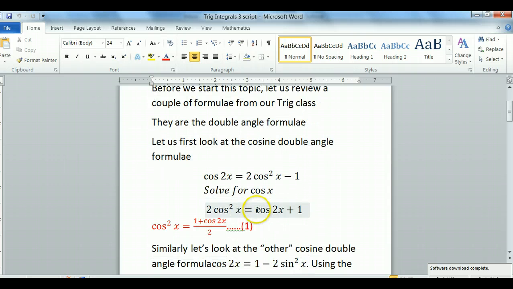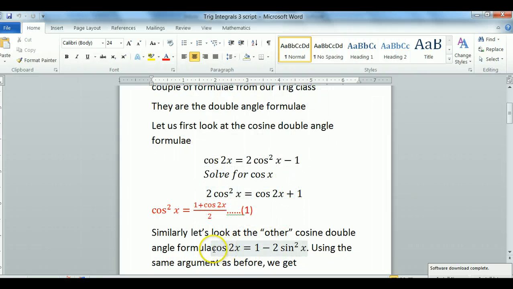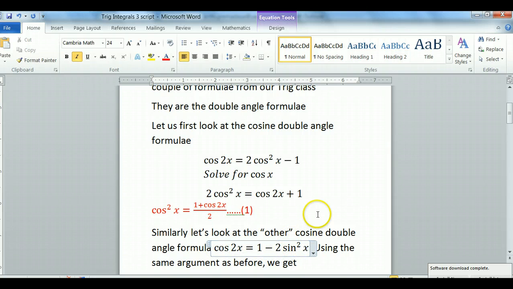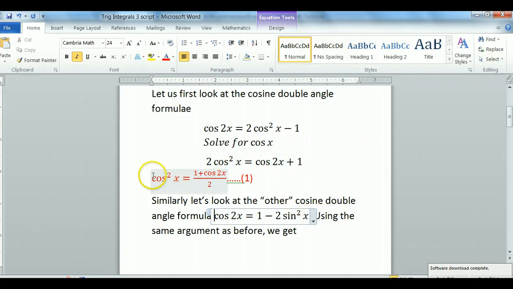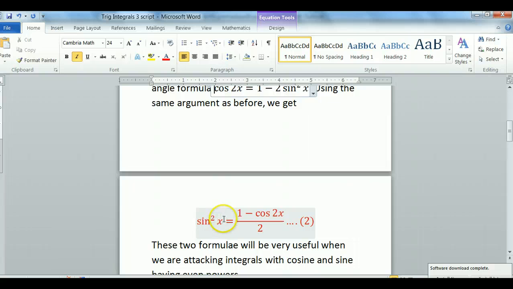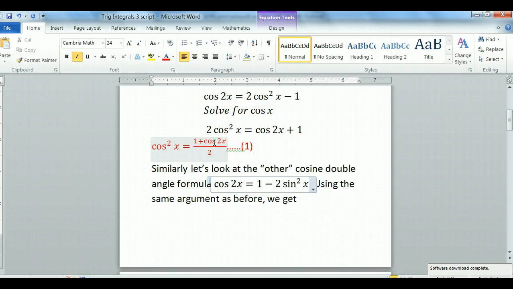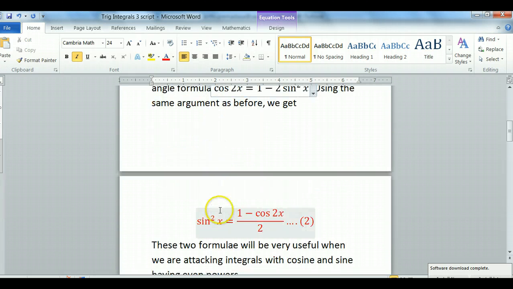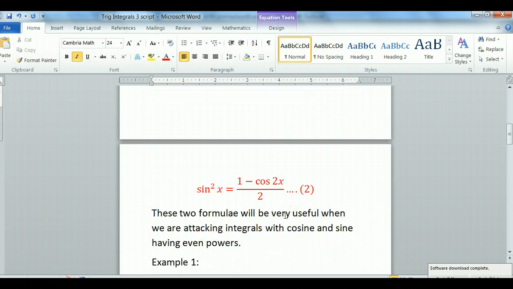Now if you can recall, there was another double angle formula for cosine 2x, and that was cosine 2x is equal to 1 minus 2 sine squared x. Previously we solved for cosine squared. Now using a similar argument, we can solve for sine squared x, and we will get sine squared x is equal to 1 minus cosine 2x over 2. So remember, cosine squared x is equal to 1 plus cosine 2x over 2, and sine squared x is equal to 1 minus cosine 2x over 2. Now we will need these two formulas when we attack the case of even powers for sine and cosine.